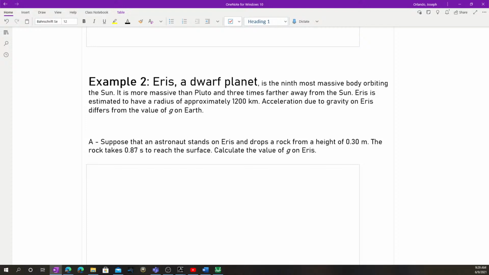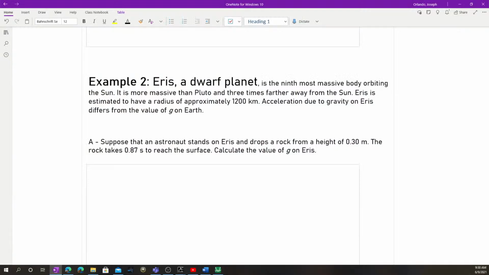All right, we're back, and now we're going to look at another example. We're going to look at the planet Eris, a dwarf planet. And sadly for Pluto, Eris is the ninth most massive thing around the sun. So not only is Pluto not a planet, but it's not even the biggest dwarf planet.